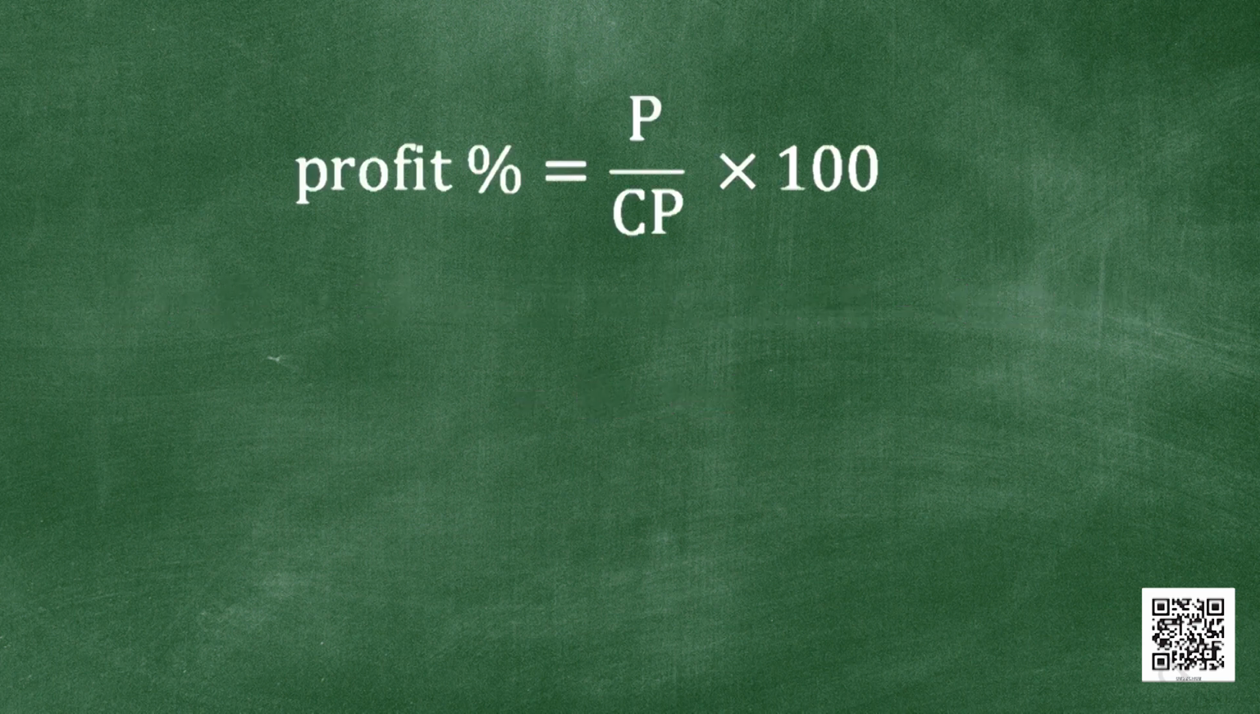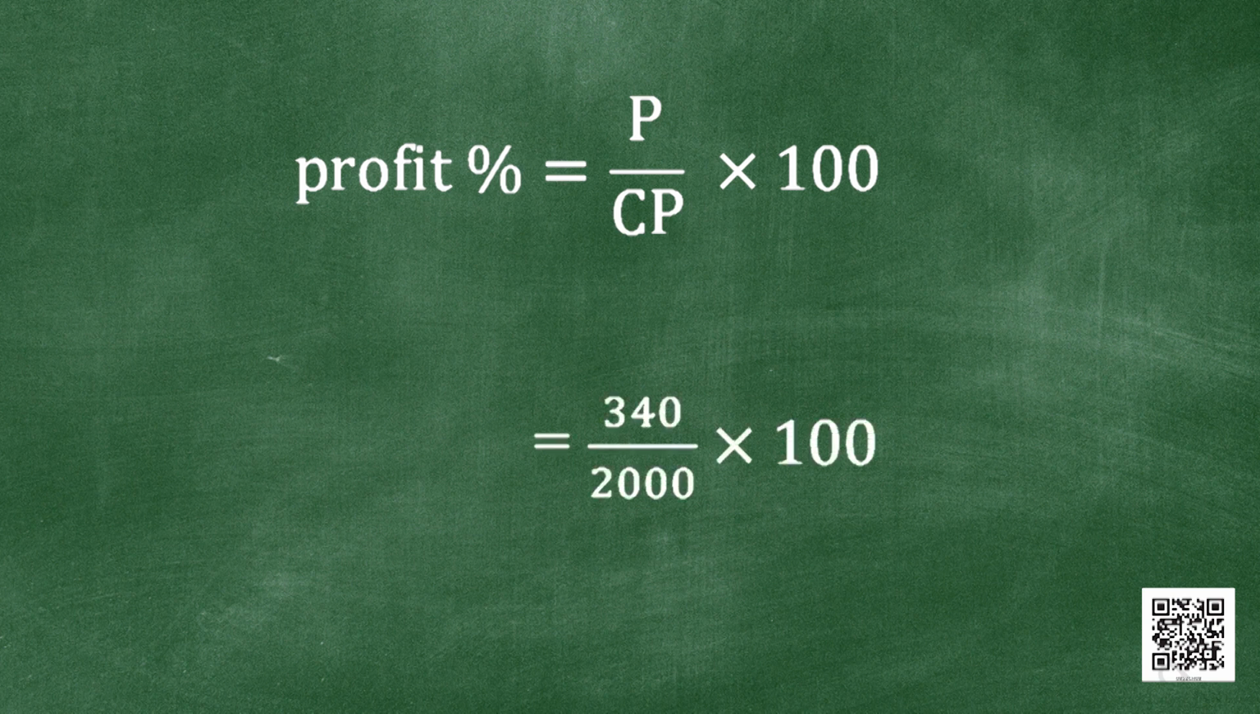So, profit percentage is equal to P divided by CP multiplied with 100, that is equal to 340 divided by 2000 multiplied with 100. So, on simplification, we get that as 17%. Students, therefore, the shopkeeper has made a profit of 17% on bulb business. So, now let's try to take up another problem.